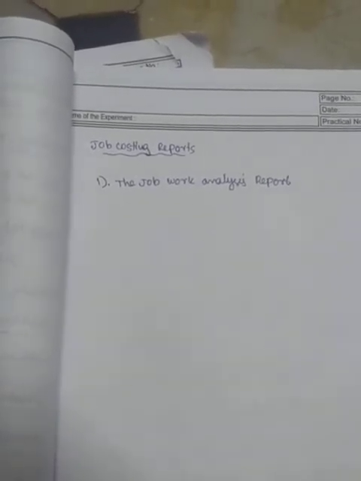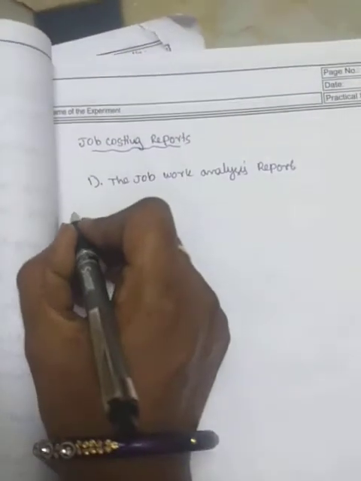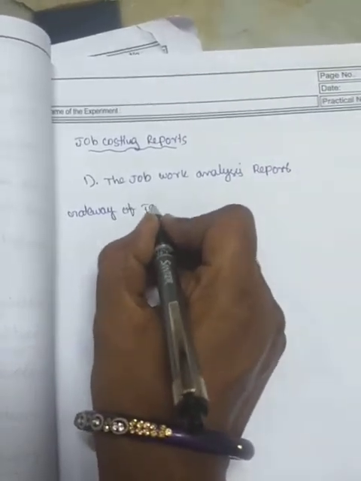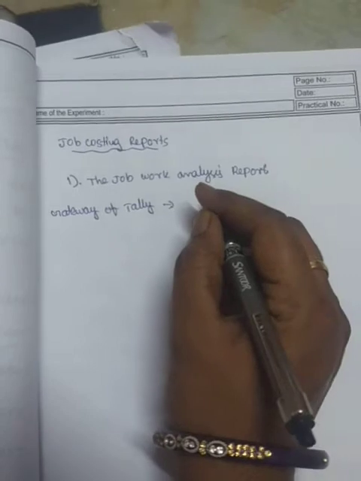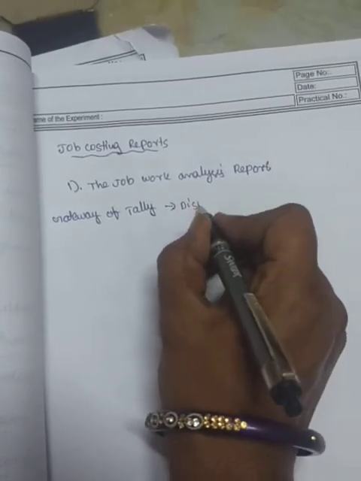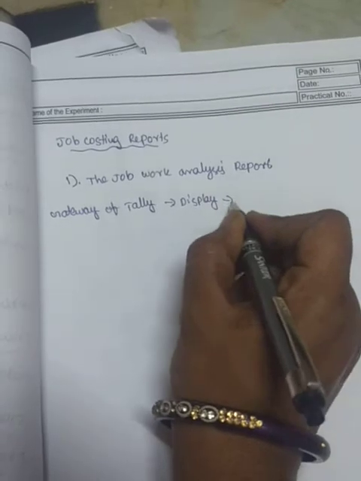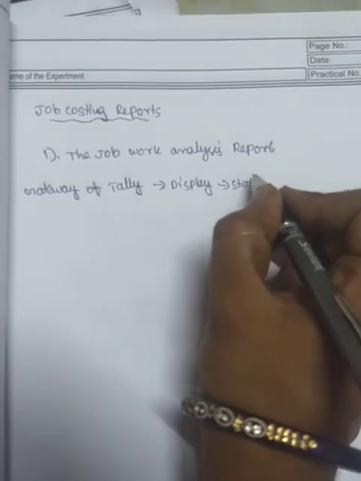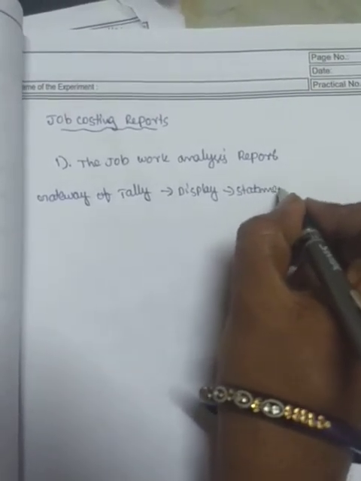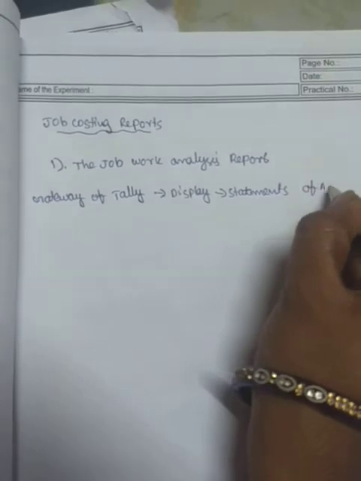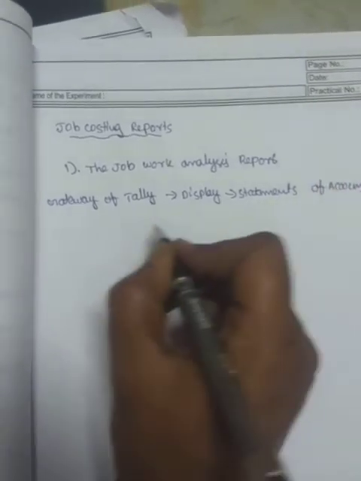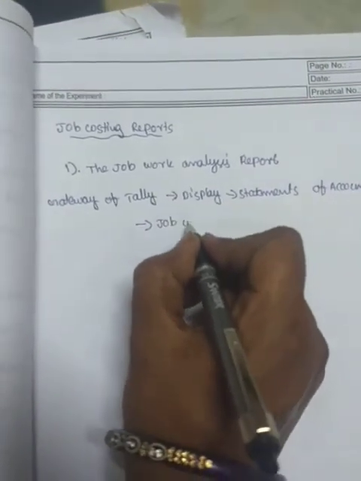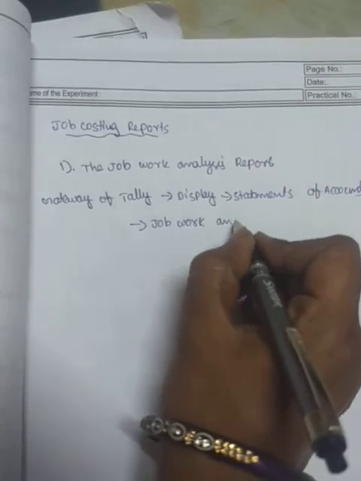To view the job work analysis report: Gateway of Tally, arrow mark, Display, arrow mark, Statements of Accounts, arrow mark, Job Work Analysis.